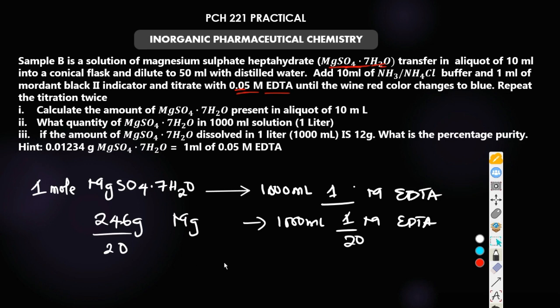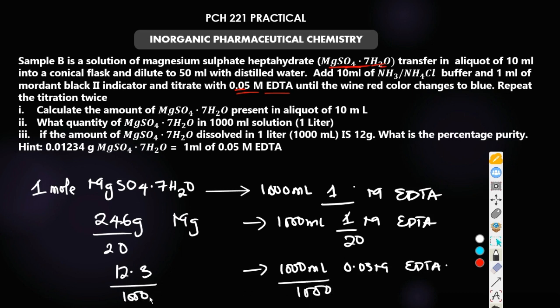When this is divided by 20, what is that going to give you? 246 divided by 20 is 12.3, to give us 1000 mil of 0.05 molar EDTA. Now, at the end of the day, divide by 1000. Divide by 1000. When this cancels, it's going to give us 0.00123.